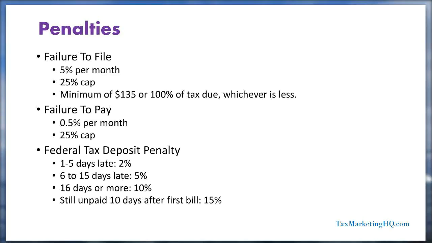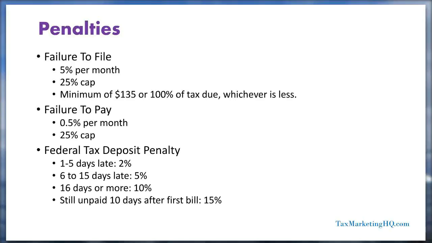All right. So real quick, let's talk penalties first. The first couple you should already be familiar with: the failure to file and failure to pay penalties. The failure to file penalties add up pretty quick. This is 5% per month with a 25% cap. There's also a minimum in case the balance due on the return is either really low or there is no balance due on the return. And again, keep in mind we're talking 941 taxes here. So minimum penalty of $135 or 100% of the tax due, whichever's less.